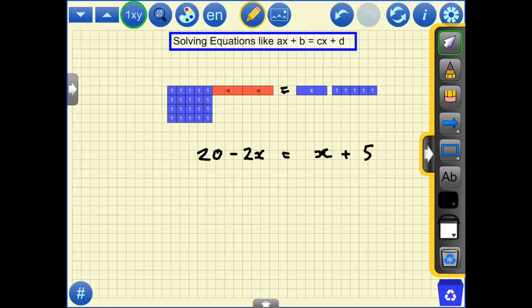Now here's a second example for us to consider. 20 subtract 2x is equal to x plus 5. Once again, I have to get the x's just on one side of the equation and my constant terms, the numbers, on the other side of the equation. Now one way of doing this is to look for the lowest value of x and get rid of that first. In this case, the lowest value of x is the negative 2x.